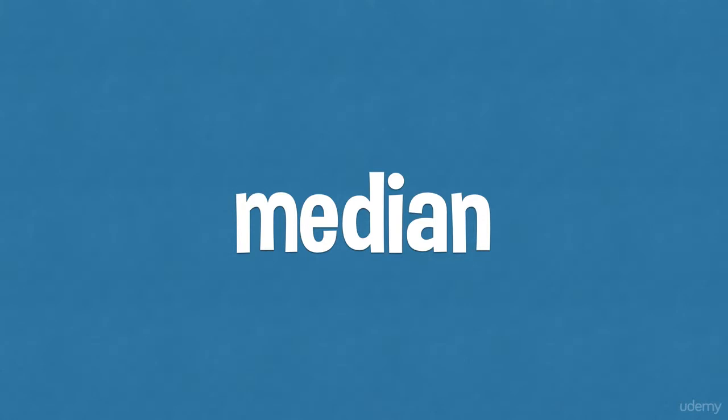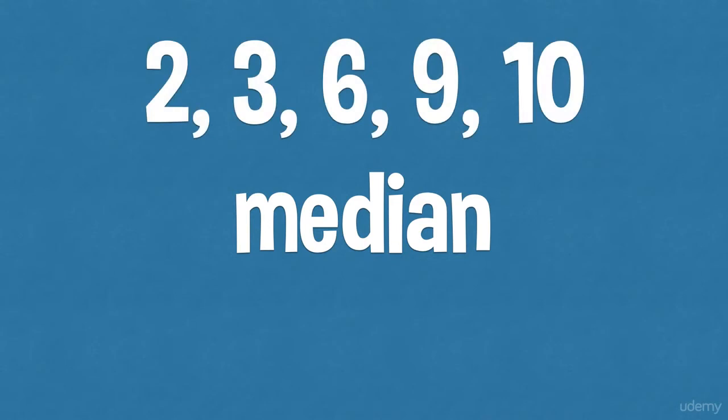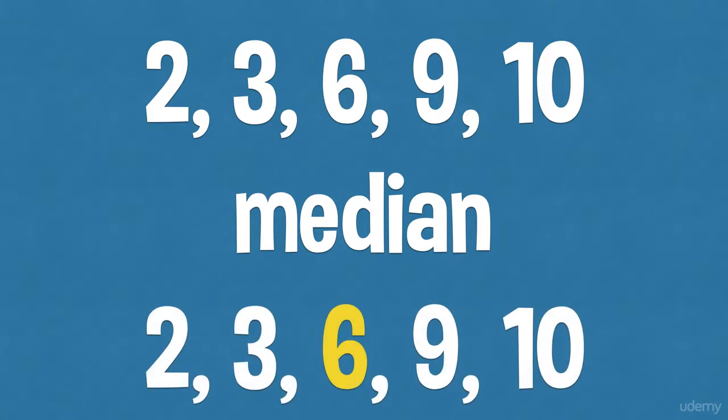Median. The median value of a set of numbers is the middle number when they are arranged in order. So, if you have the numbers 2, 3, 6, 9, and 10, the median is 6. It's the middle in a range of numbers which is in order.